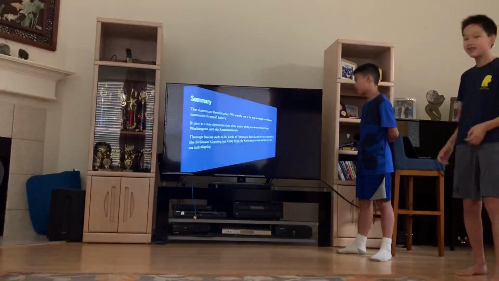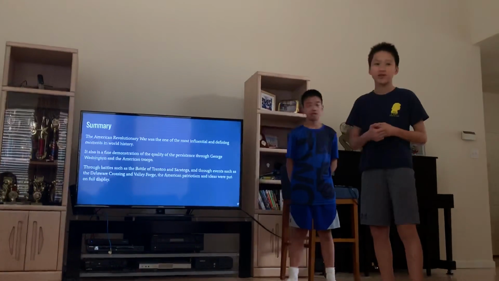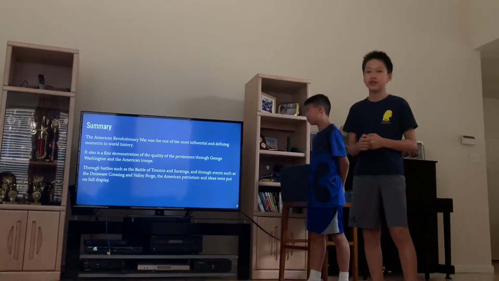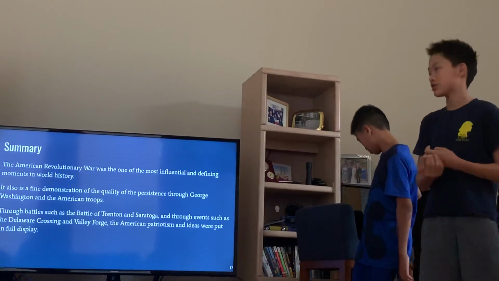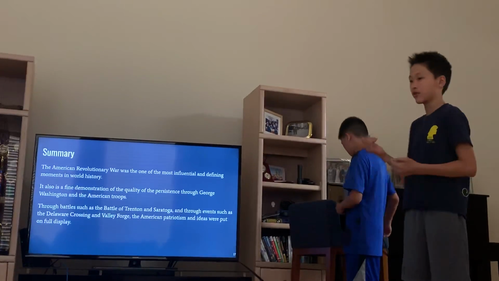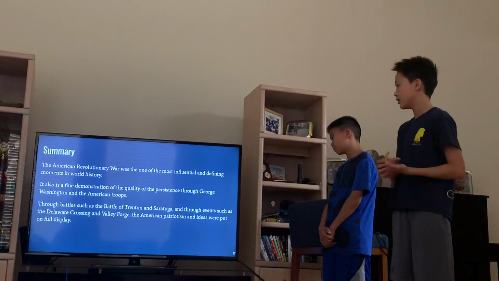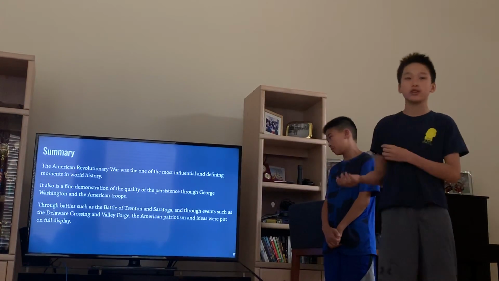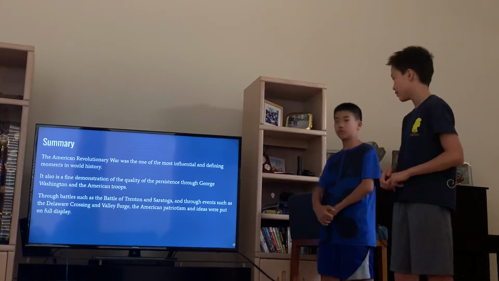Okay, and the summary. The American Revolutionary War was one of the most influential and defining moments in our history or world history. It's also a fine demonstration of the quality of persistence which George Washington had with the American troops. Through battles such as the Battle of Trenton and Saratoga, and through events such as Delaware Crossing and Valley Forge, American patriotism and ideas were put on full display.